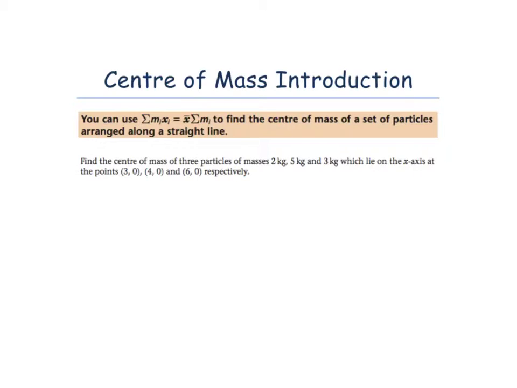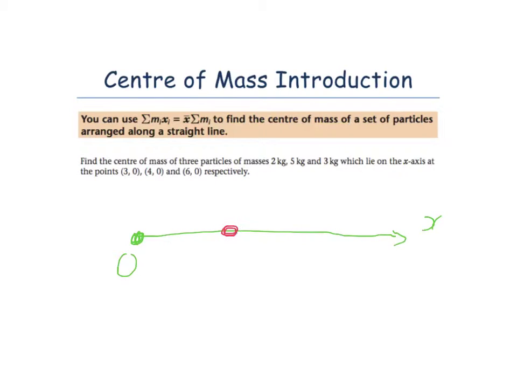Find the centre of mass of three particles of masses 2 kilograms, 5 kilograms and 3 kilograms, which lie on the x-axis at the points (3, 0), (4, 0) and (6, 0) respectively. So if we plot these points along a straight line, along the x-axis, starting from the origin, 0, our first particle of mass 2 kilograms is at the coordinate position (3, 0).